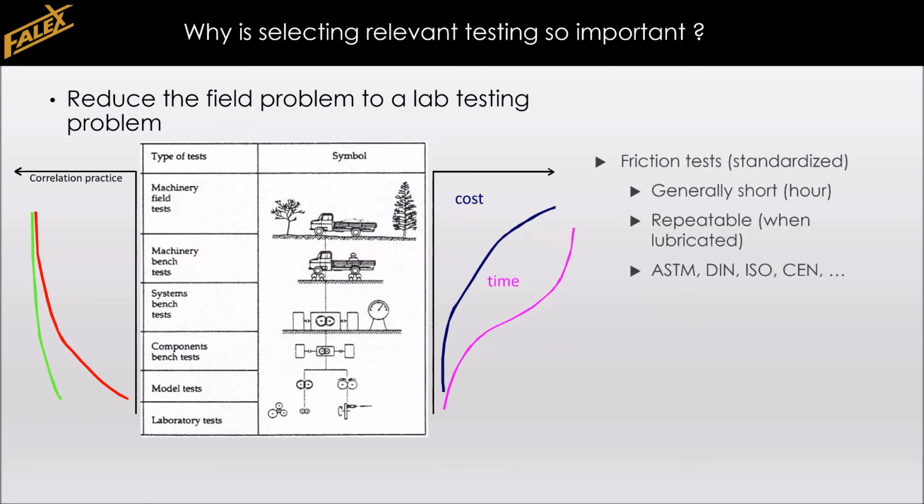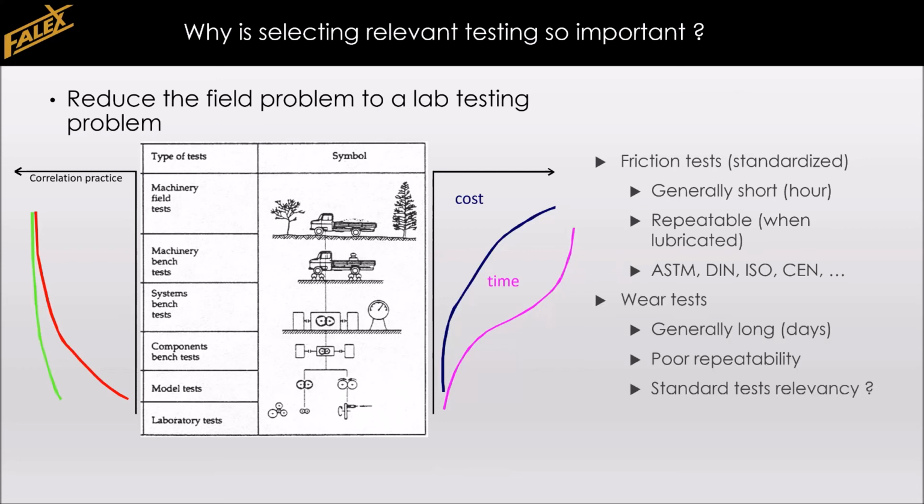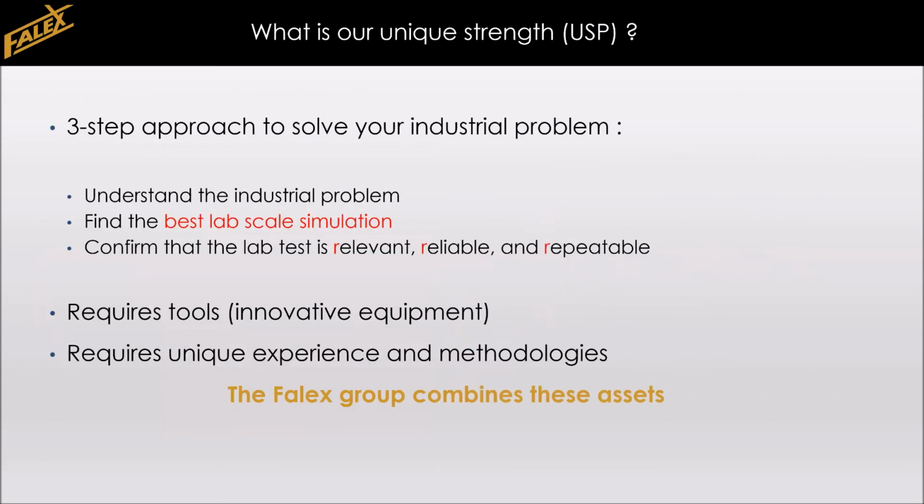Typically with friction, things are a bit easier as most of the tests take less time and typically they are more repeatable. But the main problem is when we are dealing with evaluation of wear, because in that case we have to perform long tests which typically have poor repeatability. Therefore we need to run a large number of tests.